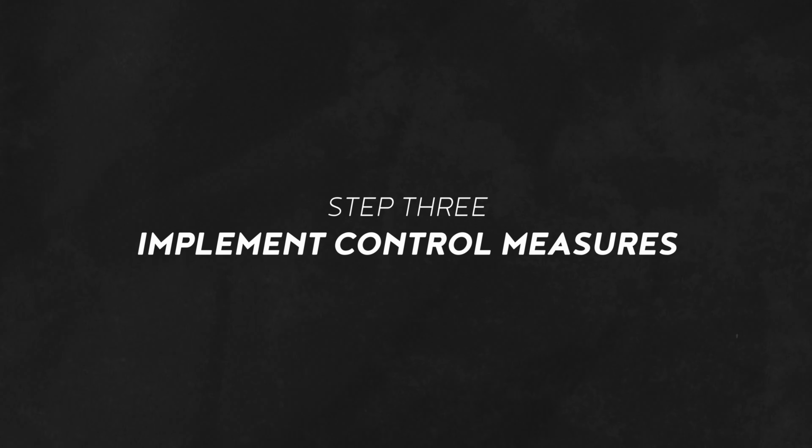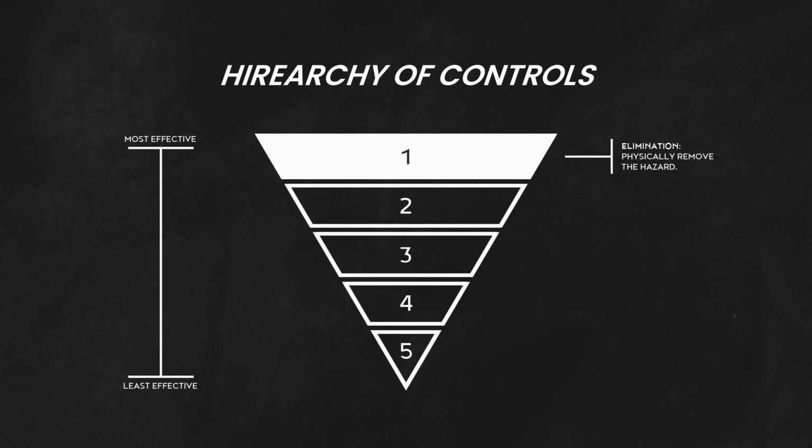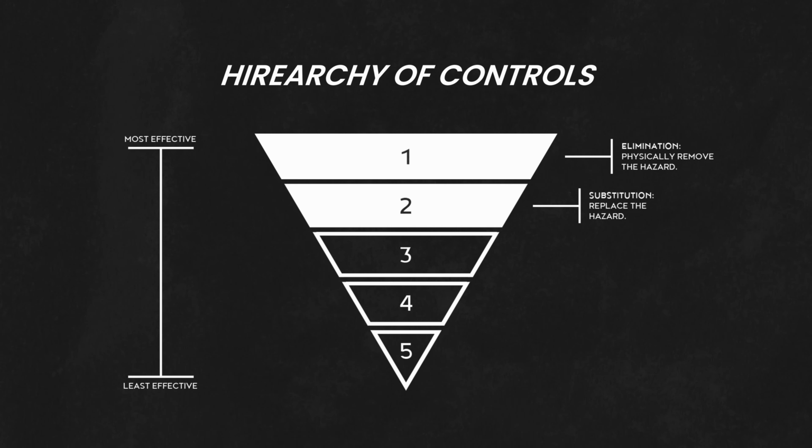Now for the crucial part, implementing effective controls. Remember the hierarchy of controls? It's your roadmap for selecting the most effective risk control measures and focuses on elimination, physically removing the hazard, substitution, which is to replace the hazard with something safer.